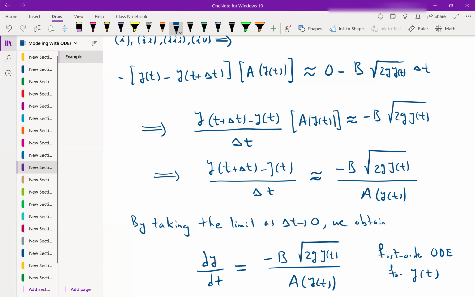So this was another example, and now we are seeing that these basic conservation principles, balance principles, can be very useful in deriving ODE models for explaining what's happening in the real world.